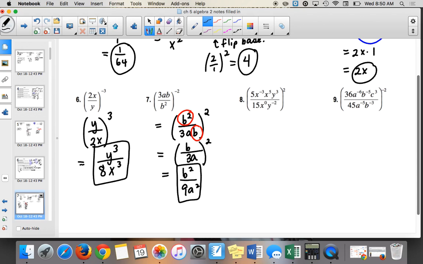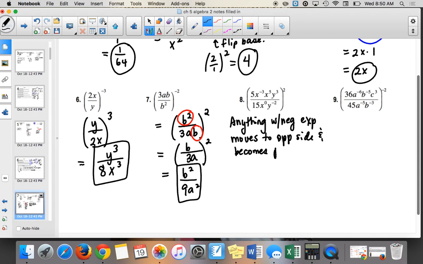So anything with a negative exponent moves to the opposite side and becomes positive. I can show you why that's true. It takes a while. It's kind of like that one that I did, that was like 1/4 raised to the -2 or something like that. But basically anything that has a negative exponent would end up being 1/x cubed. Well, 1/x cubed puts the x cubed in the bottom. So this x to the -3 is going to go to the bottom as x cubed.